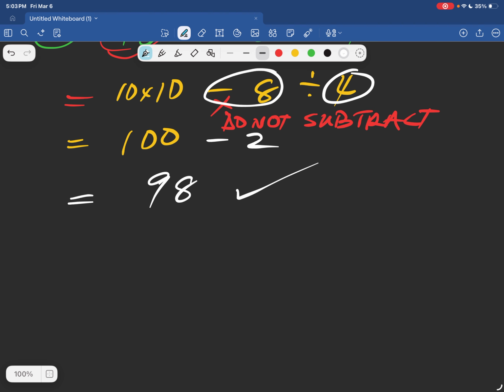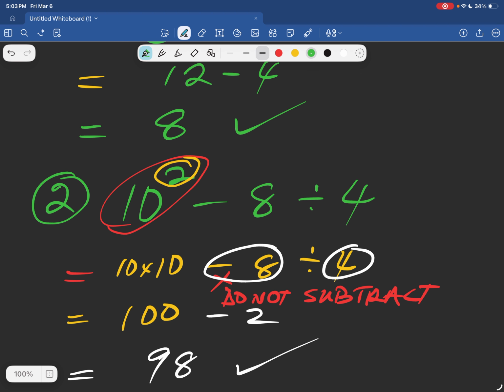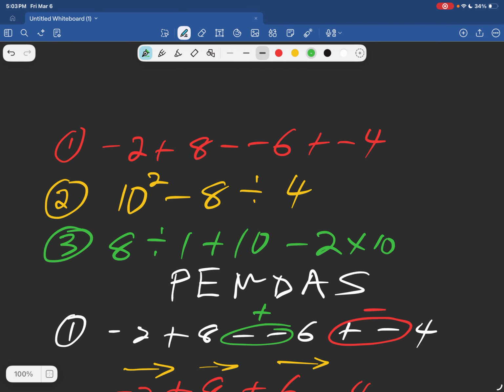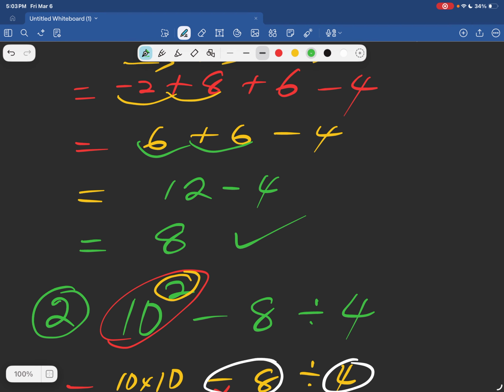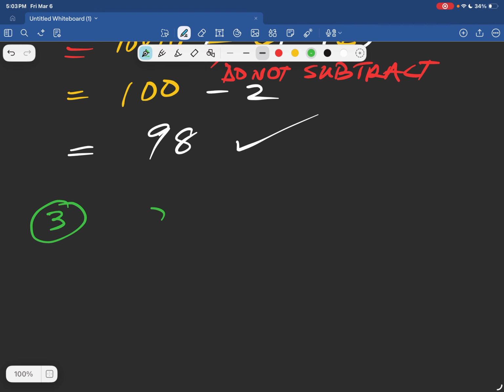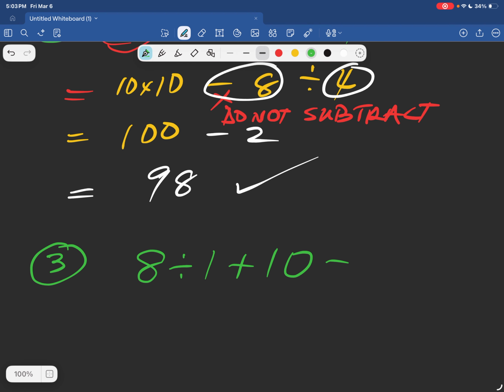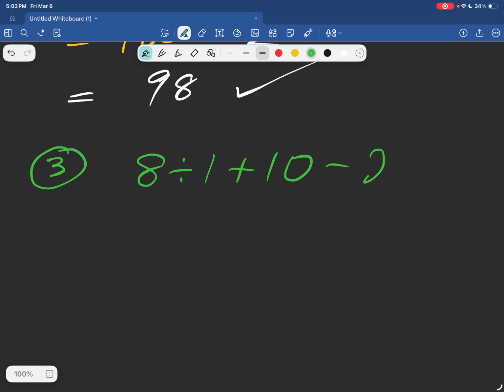Let us look at number 3. For number 3, it's a little longer, but the same principles apply. 8 divided by 1 plus 10 minus 2 times 10. How do we do such a problem?